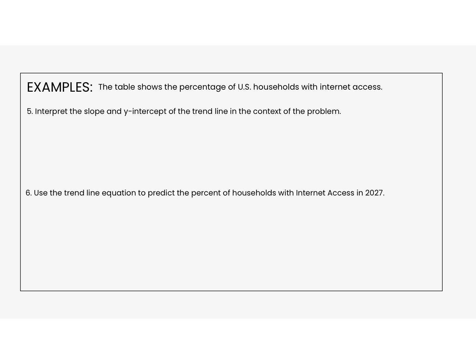And what does that actually tell us? So again, here is my equation, y equals 5.7x plus 10. What is that telling us? Well, the slope of 5.7 tells us that the percentage of internet access is increasing by 5.7% each year.